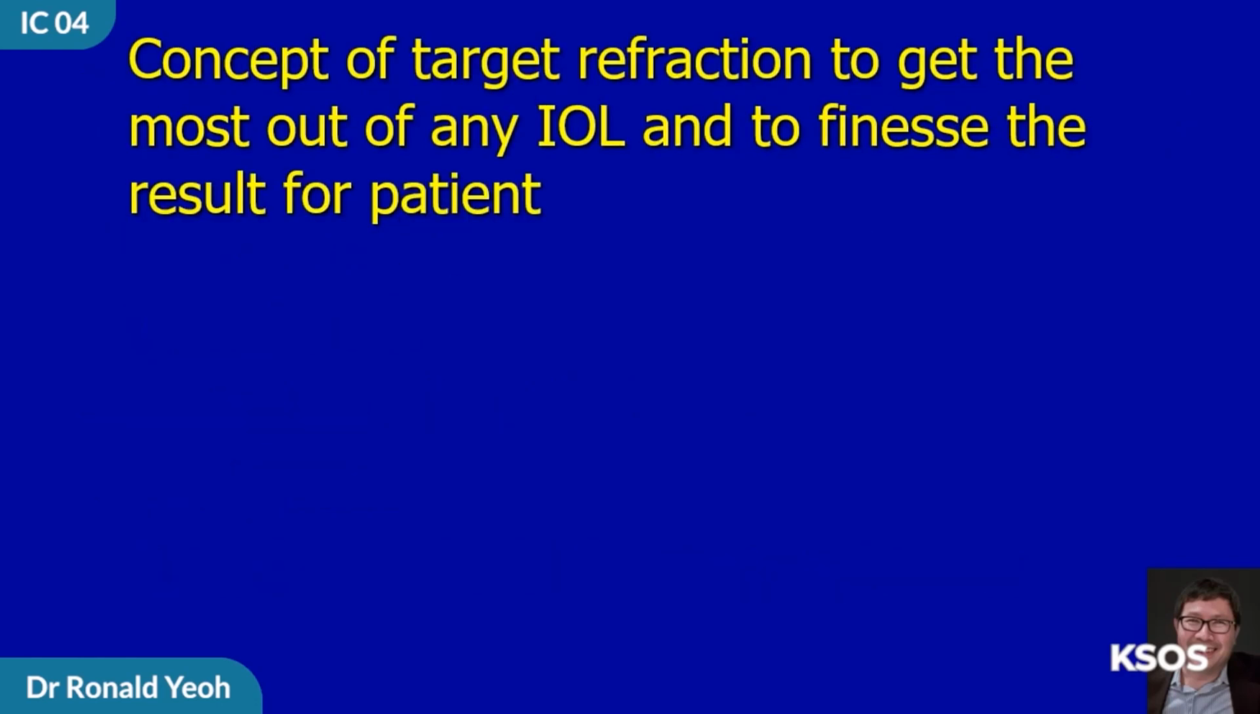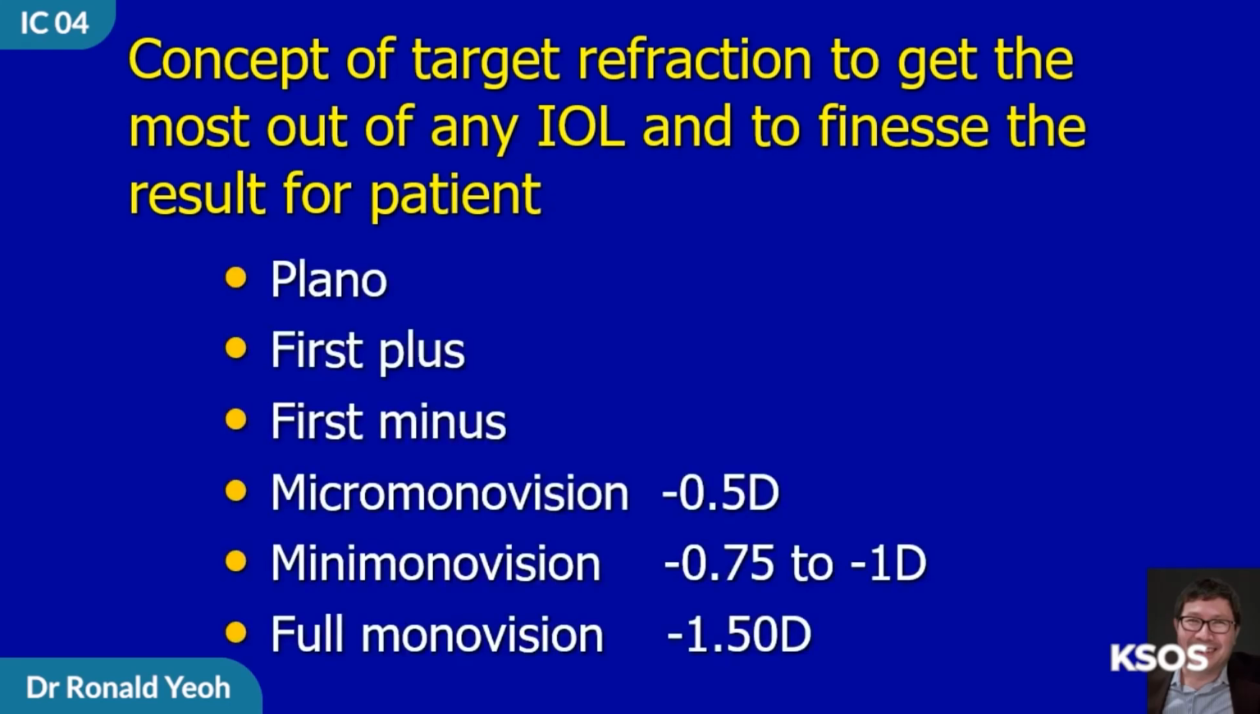Now here I'd like to share with you a couple of concepts that I think are important when you're embarking on your presbyopia correcting journey. And this is the concept of a target refraction, to get the most out of any IOL and to finesse the result for each individual patient. Well, what does this mean? This means that, should you target plano first plus, that's usually true for the trifocals, or do you go first minus, which is often the case for the EDOF lenses? And how do you apply monovision? Do you go for micro, mini, or full monovision options as you see here?